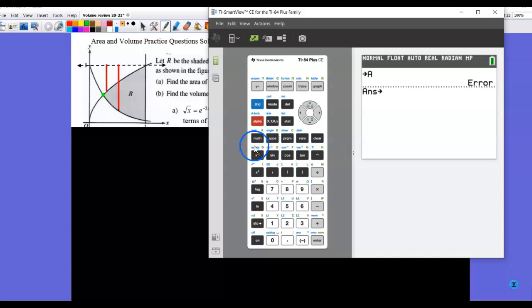If you don't get your number to store, you have to go back and find the point of intersection again and follow that process. And so now you can see my number has been stored into A.